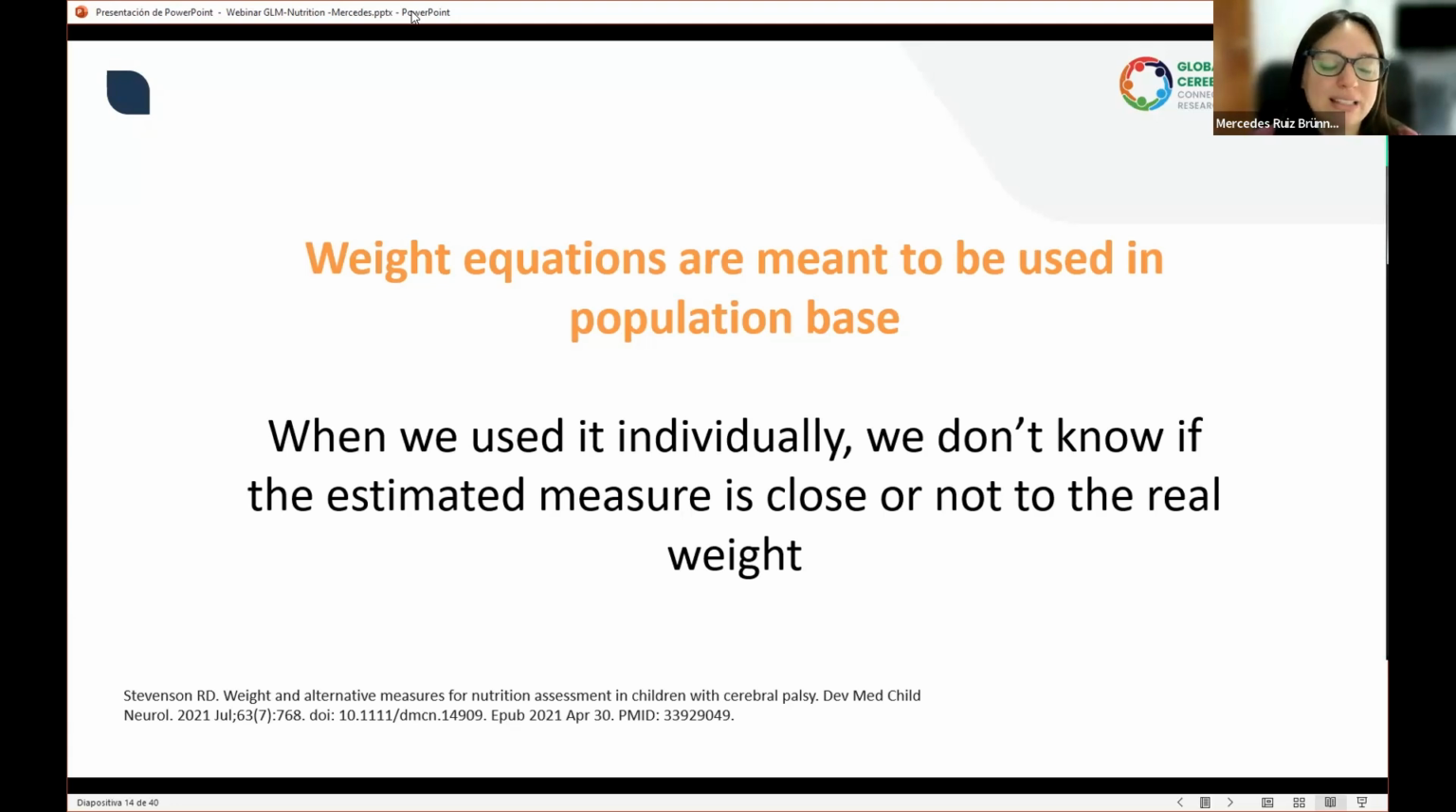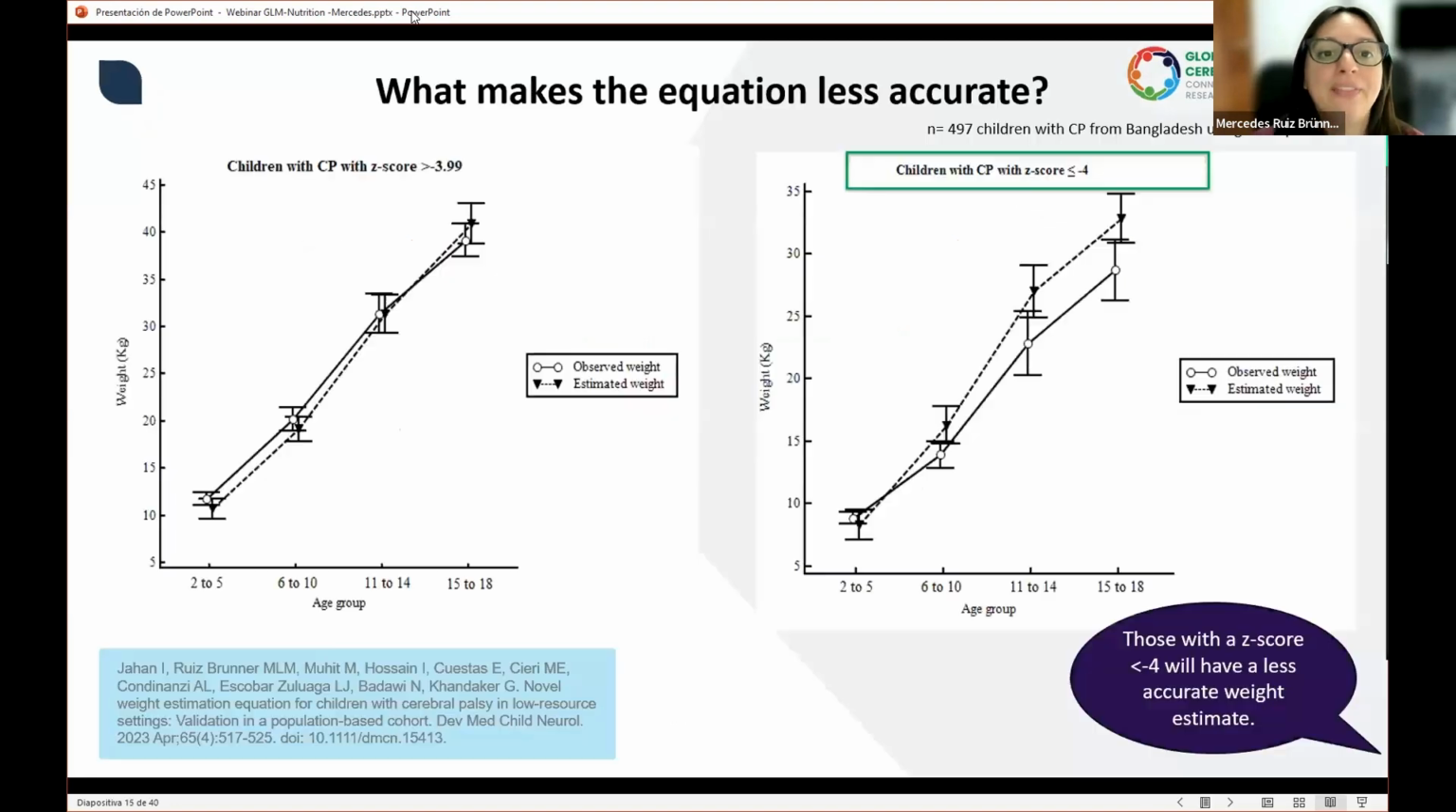And this was a concern for us because we said, okay, we have the weight estimation equation, so how do we know if it is precise or not? Can we estimate or know something that works like an alert for us to use it or not, or to have caution when using it? And this is when we did this publication with ISRAD and Gulam's group about the implementation of the equations in a group of children from Bangladesh. We implemented the same equation that we have for children in Argentina, and we used it in children from Bangladesh.